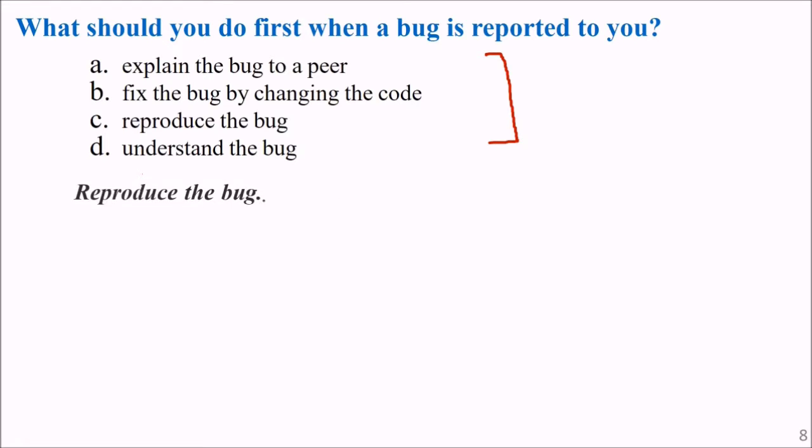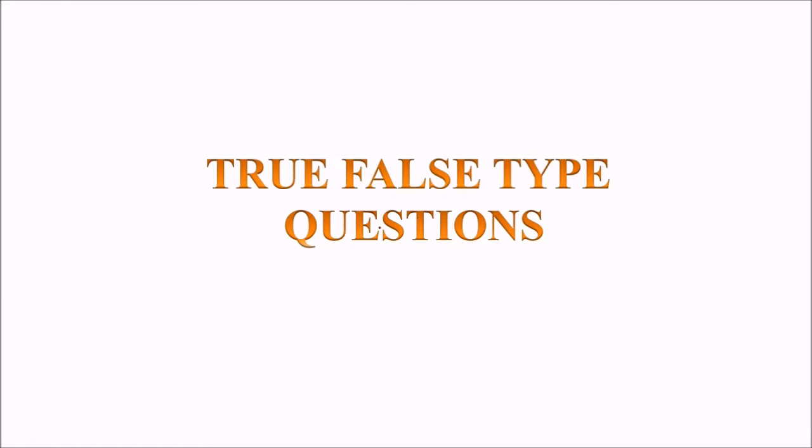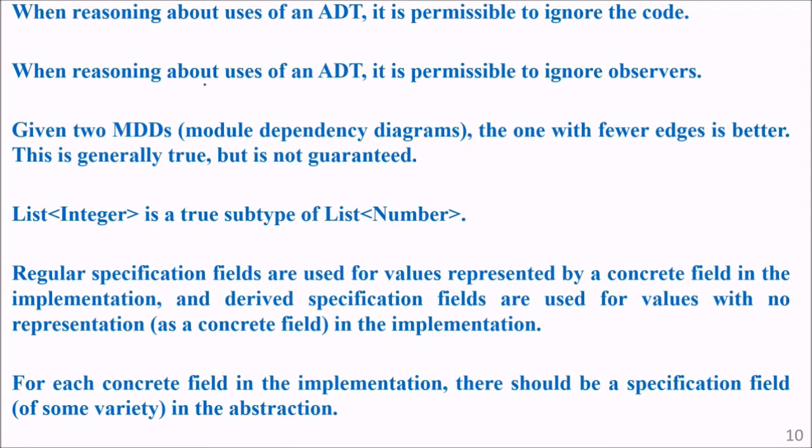Options. The answer is you have to reproduce the bug first. Reproduce. Now let us take certain true and false type questions. When reasoning about use of an ADT, it is permissible to ignore the code? The answer is true. Yes.